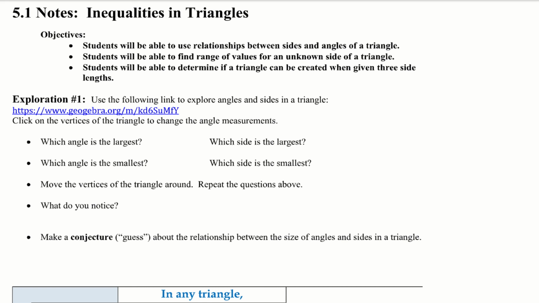So our objectives: you will be able to use relationships between sides and angles of a triangle. You will be able to find the range of values for an unknown side of a triangle, and you will be able to determine if a triangle can be created when given three side lengths.